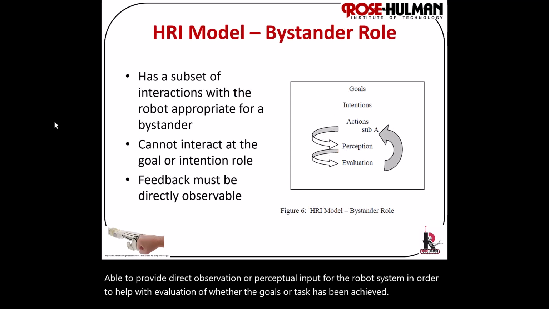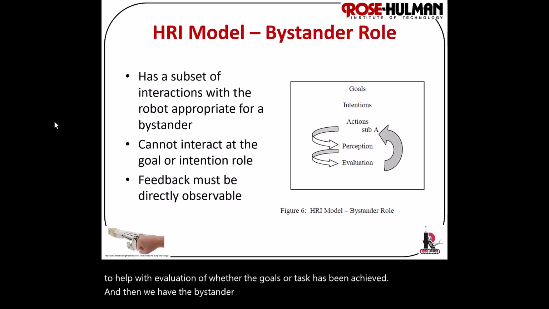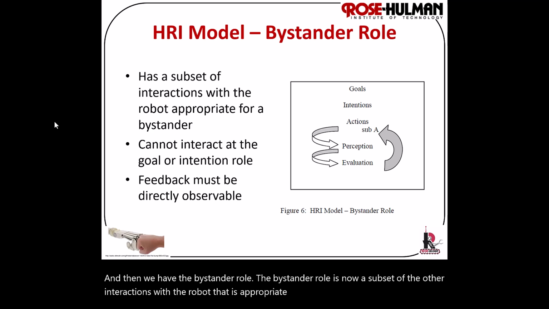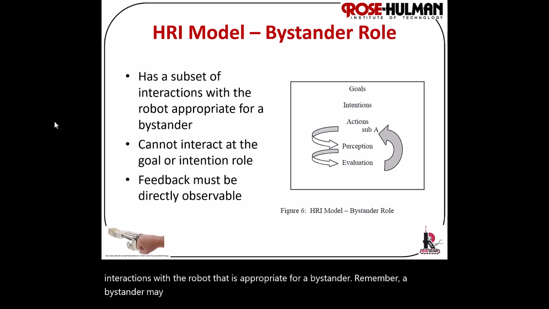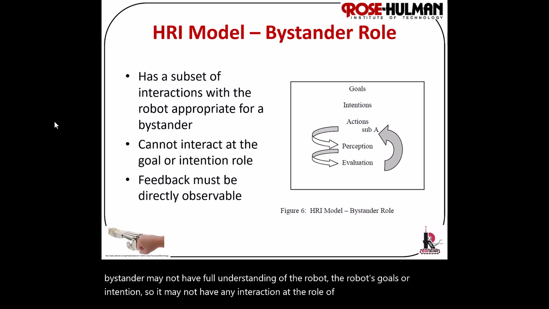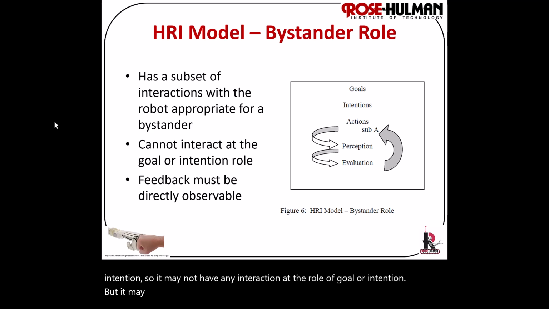And then we have the bystander role. The bystander role is now a subset of the other interactions with the robot that is appropriate for a bystander. Remember, a bystander may not have full understanding of the robot's goals or intention. So it may not have any interaction at the role of goal or intention, but it may be able to directly observe actions and then use perception or evaluation.